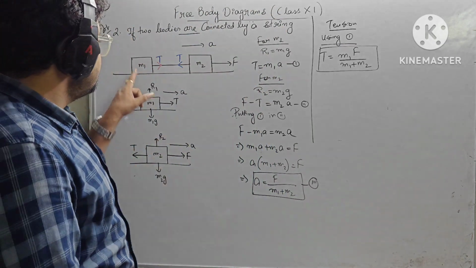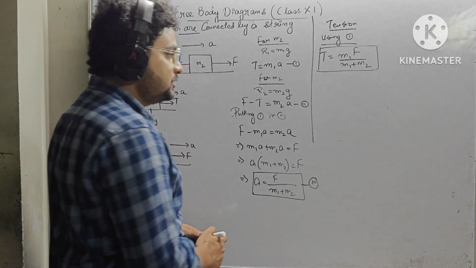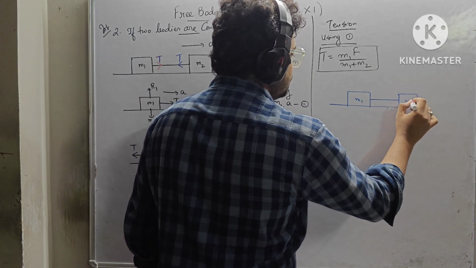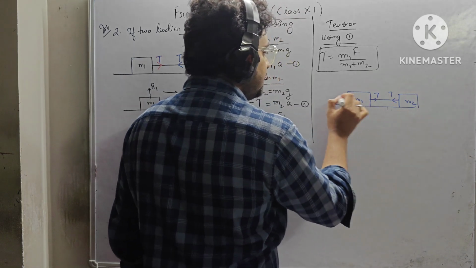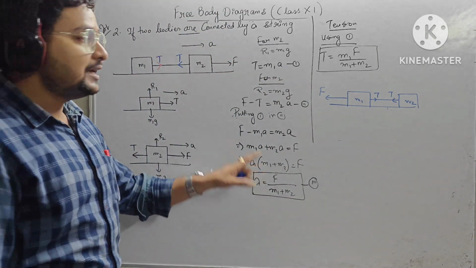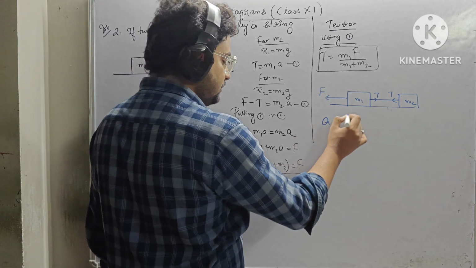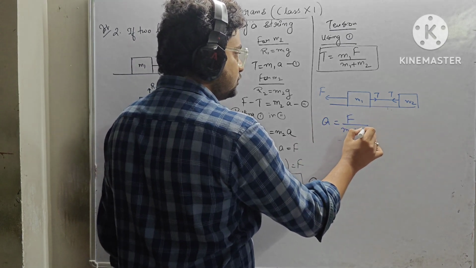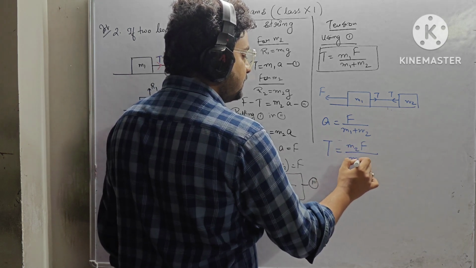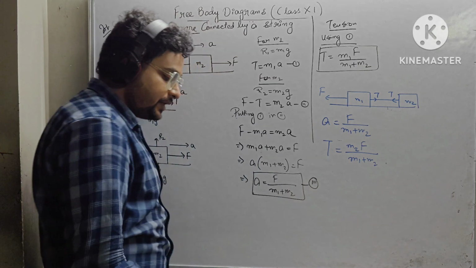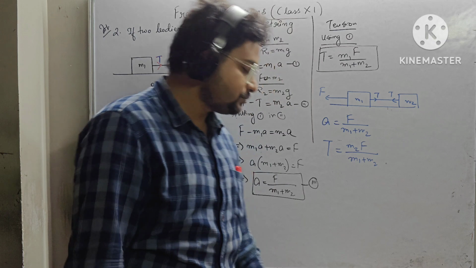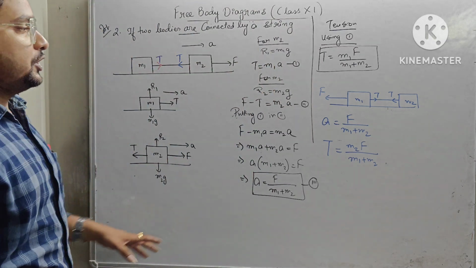If I had applied the force in this body, suppose these were the blocks M1, M2, but if I had applied the force in this body, in that case, what would have been the acceleration? Acceleration would have been same, F divided by M1 plus M2. But in that case, tension will be different, that one will be M2F divided by M1 plus M2. So I hope you have understood this one.